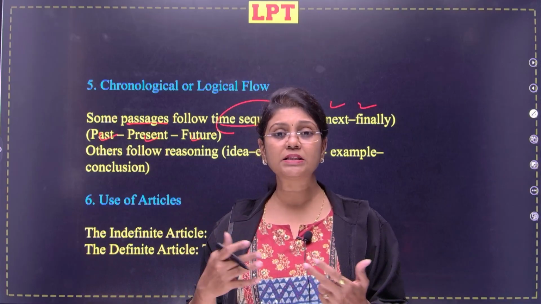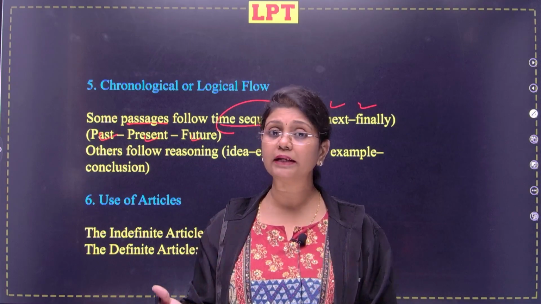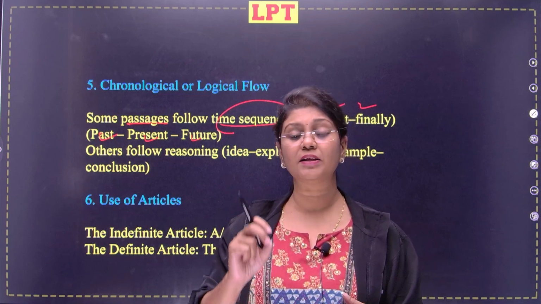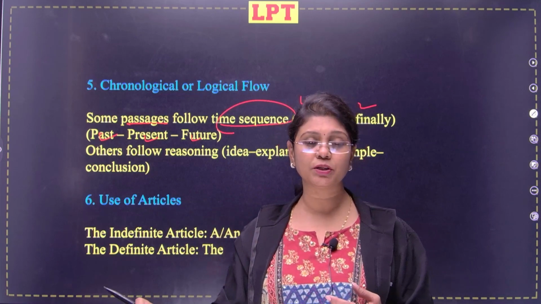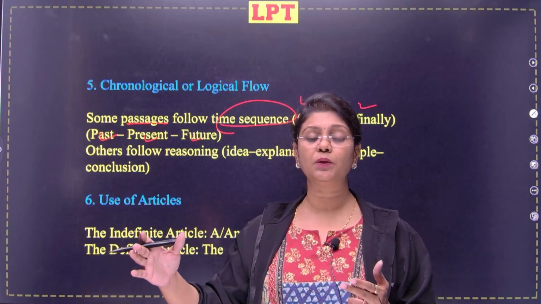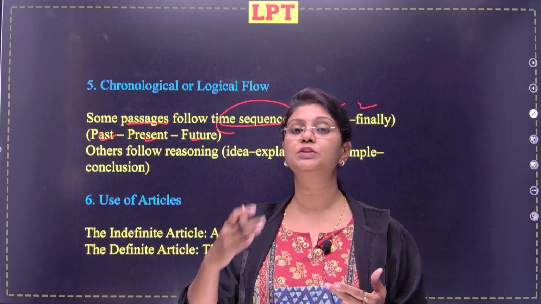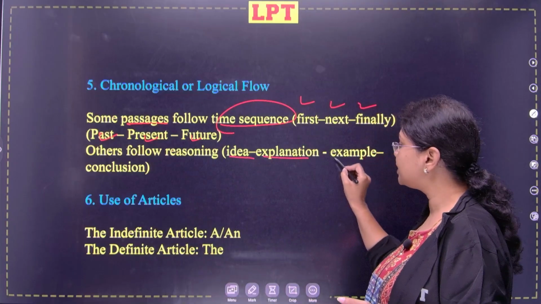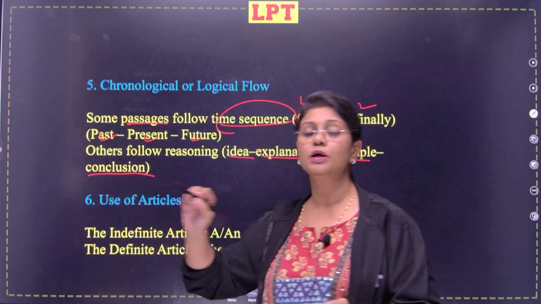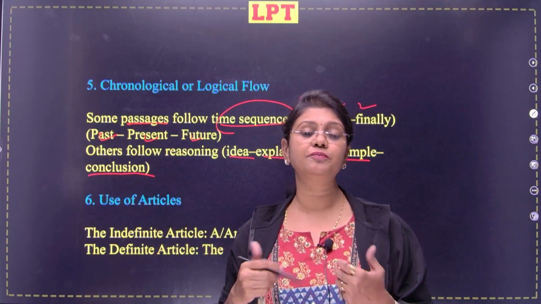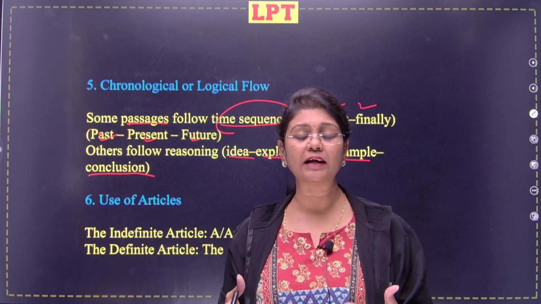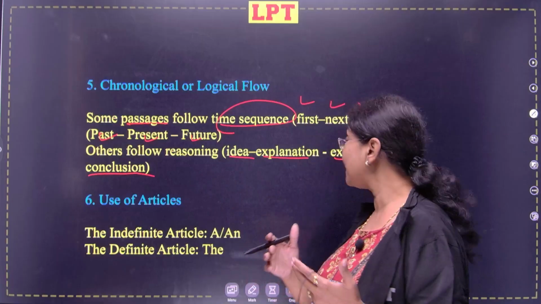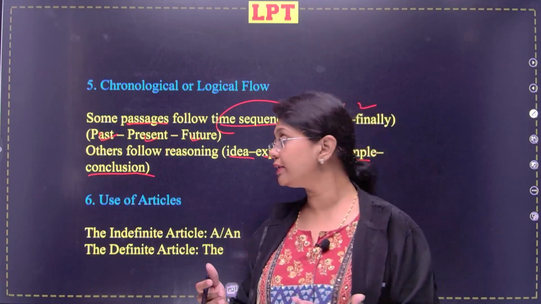So in the questions where the sequence is followed, people do get their answers. So you should always keep it as an option that if you have a past reference, a present reference and a future reference, you can go in that sequence, which is starting from past to present to future. Then others follow reasonings like idea and explanation, example and conclusion. So this is again a kind of information flow that we have in these questions. So you can go for idea and explanation as well, plus you can go for example and conclusion as well.